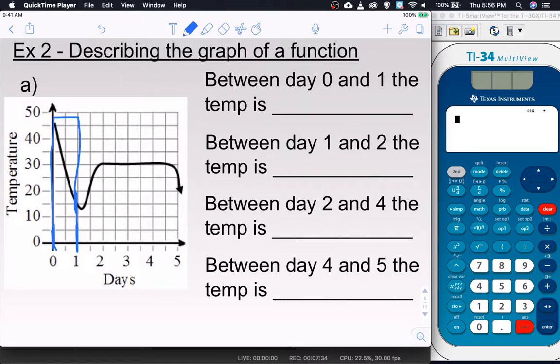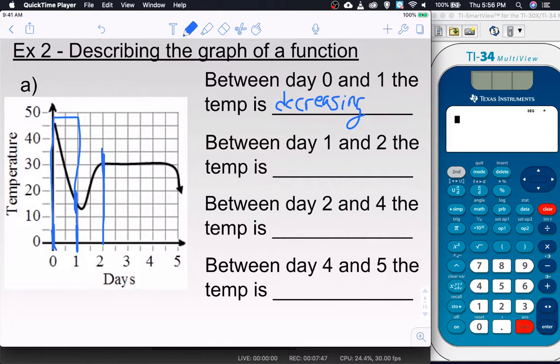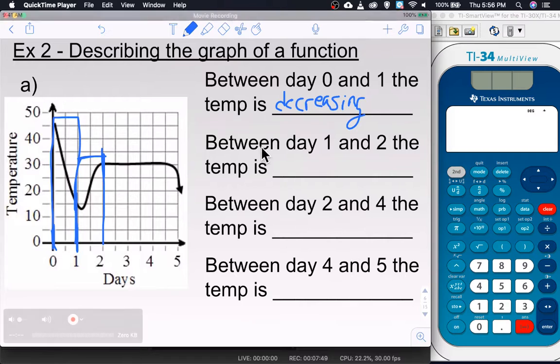Well, the temperature is decreasing. It's going down. And we can keep going. So between days 1 and 2, in this next block, what's happening? Well, from beginning to end, overall, it's increasing. I mean, there's a little bit of a dip here, but overall, it's gone up from 15 degrees up to 30 degrees. So temperature is increasing.